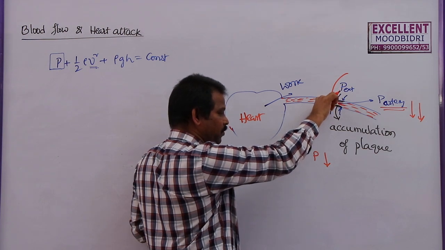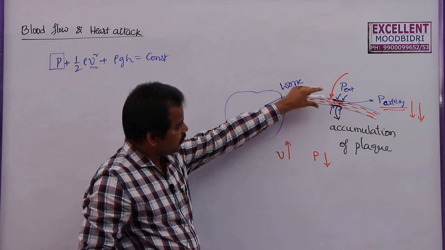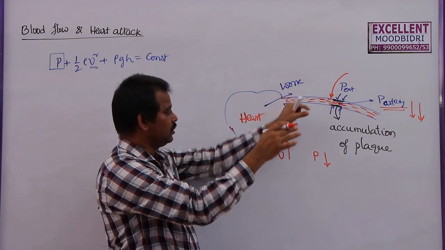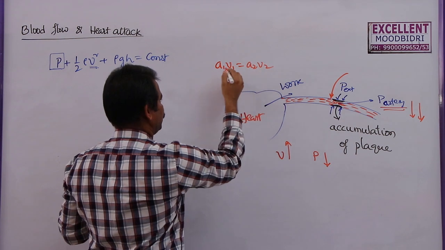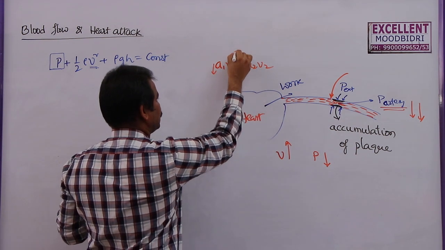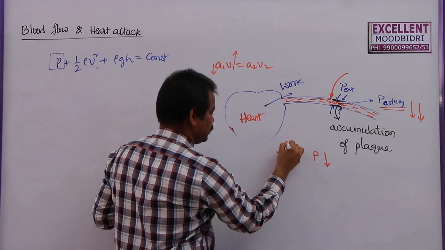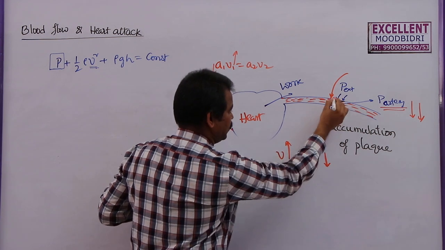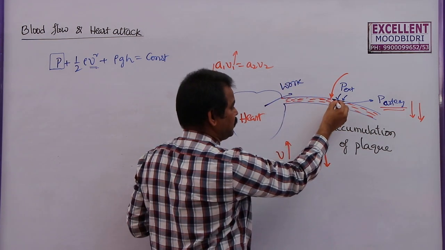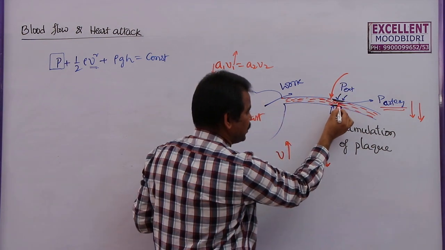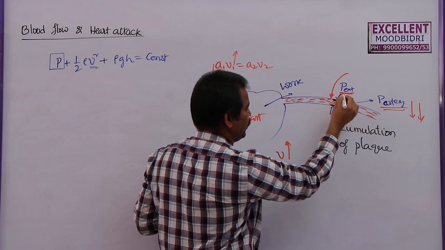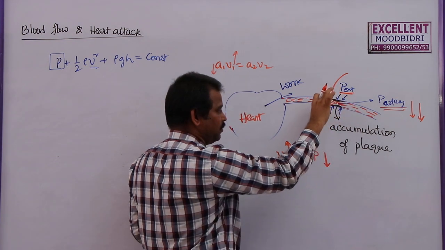So this will become very, very narrow. Whenever the area decreases, the velocity will increase according to the law of continuity: A1 V1 is equal to A2 V2. Whenever velocity increases, the pressure inside the artery decreases. Actually, external pressure will not increase. Because of the decrease in pressure inside, the external pressure will dominate. That's why it will become narrower and narrower.